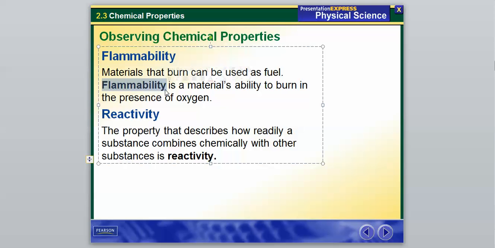And reactivity is the property that describes how readily a substance combines chemically with other substances. So when we put two substances next to each other, does it cause an explosion to happen? Does it cause nothing to happen? That is how we describe reactivity. So we have flammability and reactivity, and we'll get a little example here, I believe.